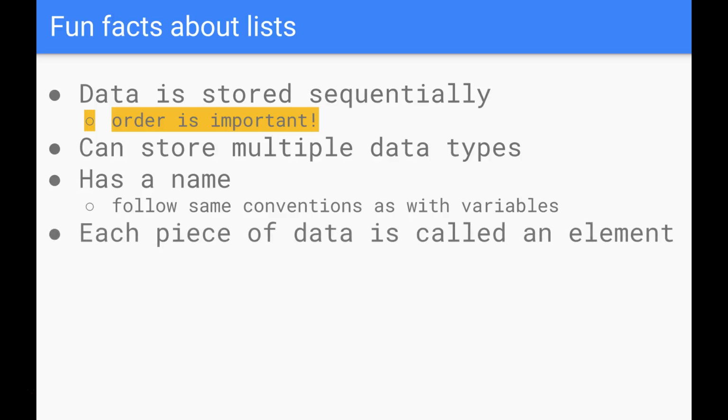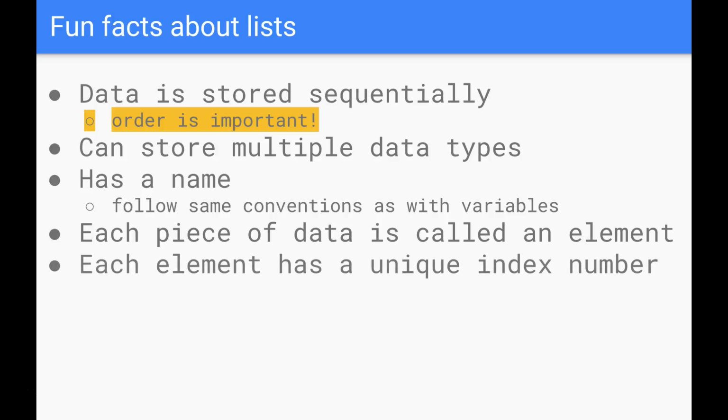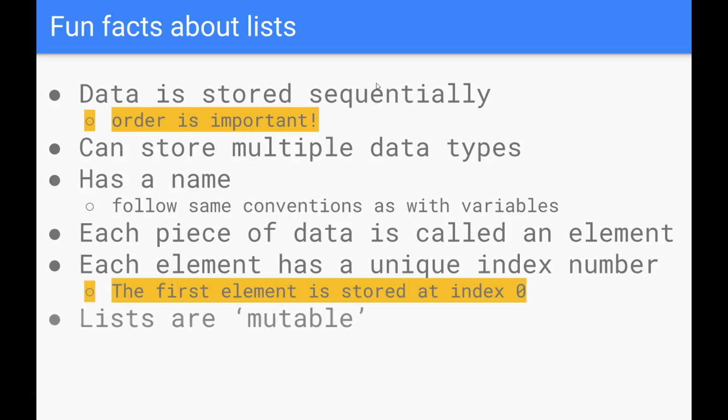And as I've alluded to already, each piece of data in the list is known as an element, and each element can be accessed using its unique index number, and those index numbers start at 0 and work their way up. That's why of course it's important that this data is stored sequentially. Lists are mutable, which means that they can be modified, so you can add items to them, you can remove items, and you can change what's stored in the list.